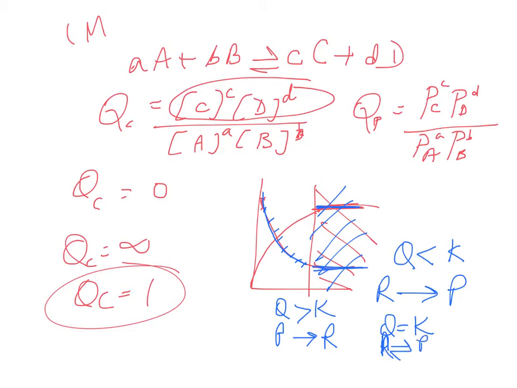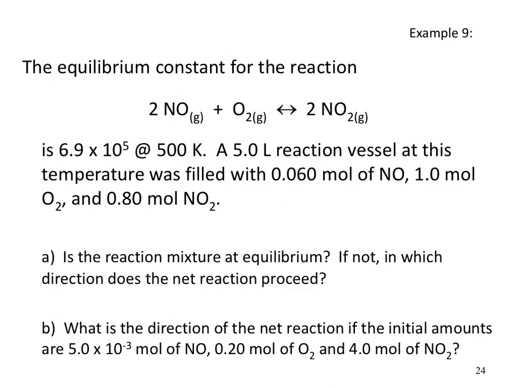Let's see if we can actually apply this to a real problem. The question here is, the equilibrium constant for the reaction 2NO plus O2 giving you 2NO2 is 6.9 times 10 to the 5th at 500 Kelvin. So they've given you the value of K. A 5-liter vessel at this temperature was filled with 0.06 moles of NO, 1 mole of oxygen, and 0.8 moles of NO2. The question is, is the reaction mixture at equilibrium? And if not, in which direction does the net reaction proceed?